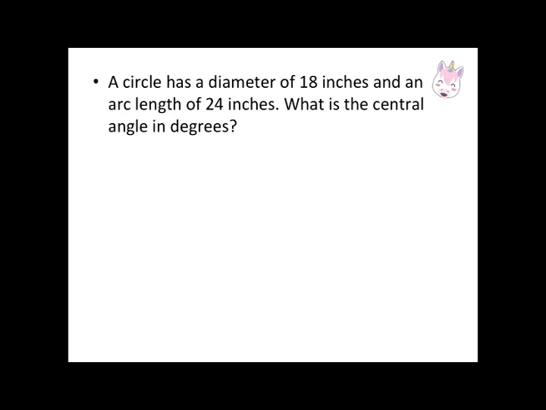Alright, problem 2 reads, a circle has a diameter of 18 inches and an arc length of 24 inches. What is the central angle in degrees? So this time we are finding the central angle, where last time we were just finding the arc length. But don't panic and just remember your equation. N divided by 360 times 2 times pi times r.